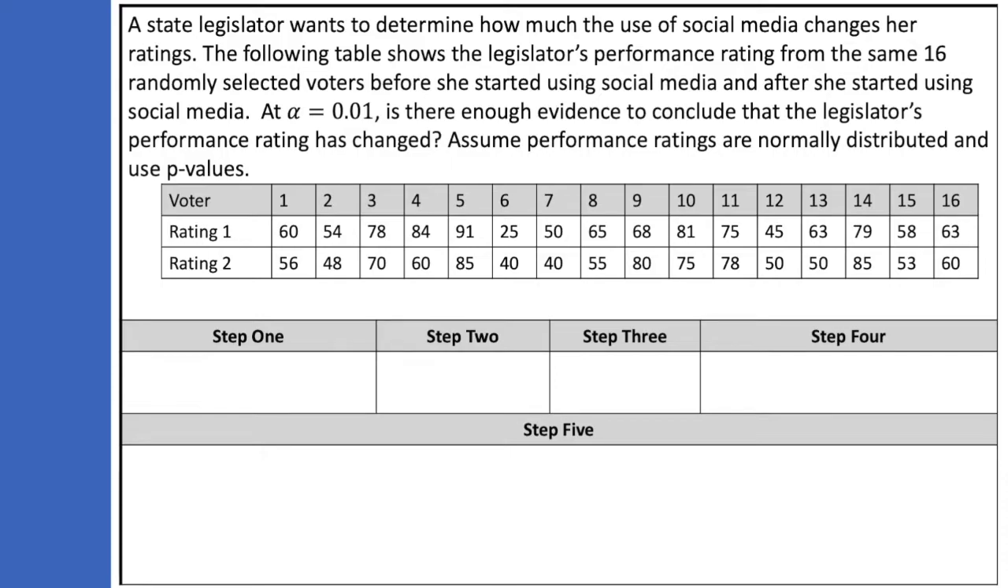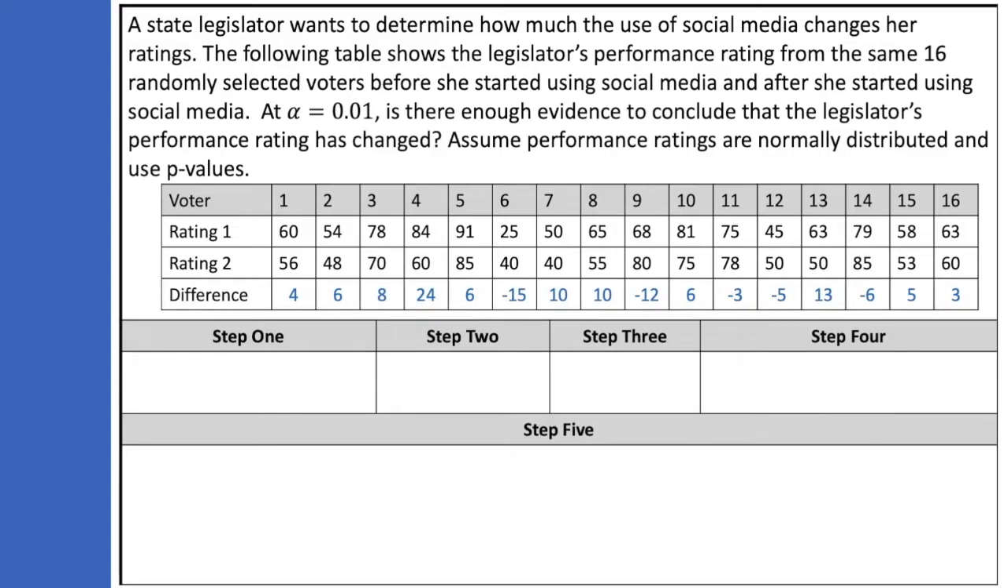Now remember, we're interested in the differences. So that's the first thing we're going to find, the differences. And in this case, here's how we set up our hypotheses. The null is that the differences equal 0. The alternate is that the differences don't equal 0. We've got a 0.01 significance level, t-distribution, two-tailed test. So our rejection rule is going to be if p is less than 0.01, we'll reject the null. If p is greater than or equal to 0.01, we'll fail to reject the null.